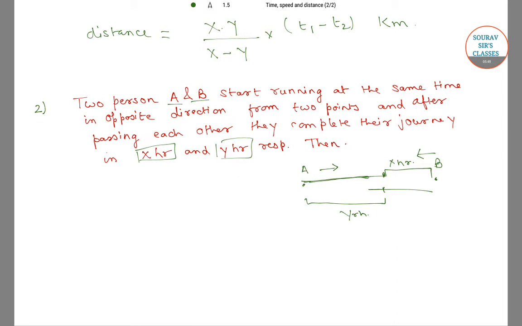Then the ratio of their speed is given by root y is to root x, where x and y are the time taken by A and B to complete the remaining journey, respectively.